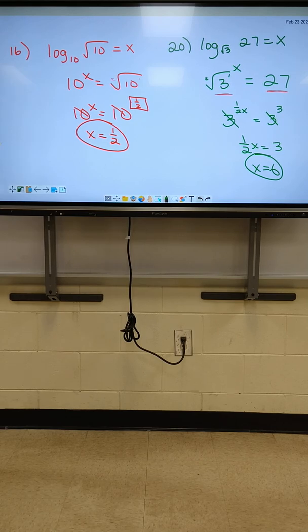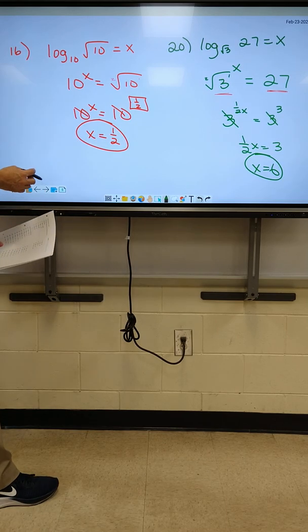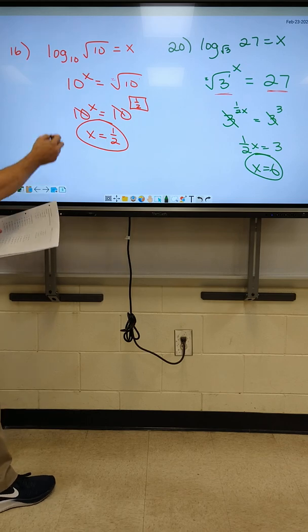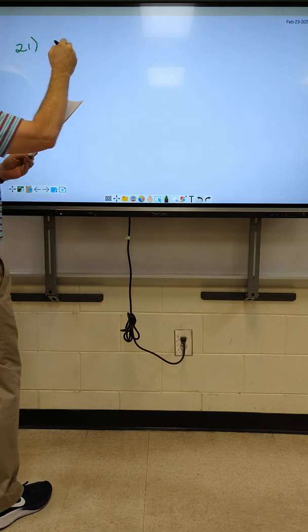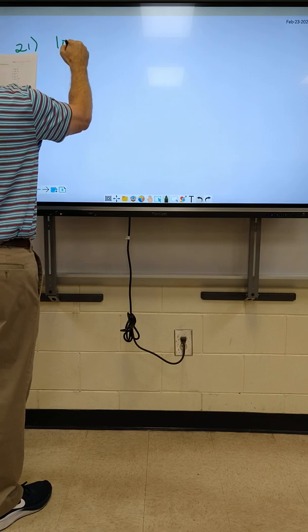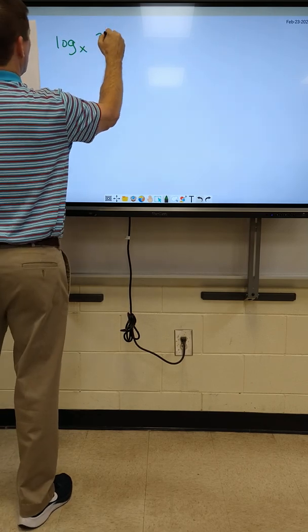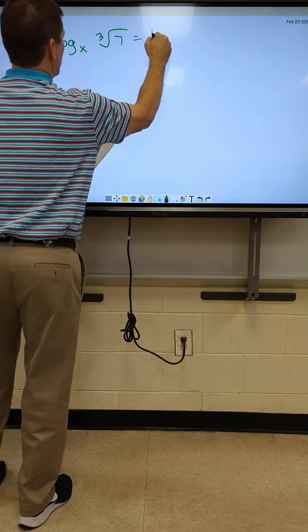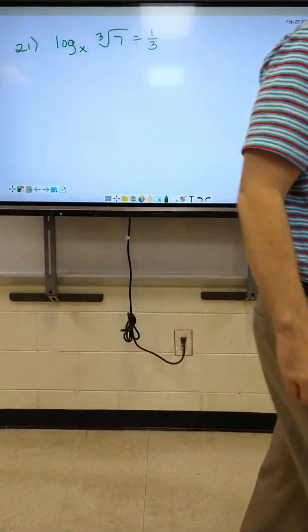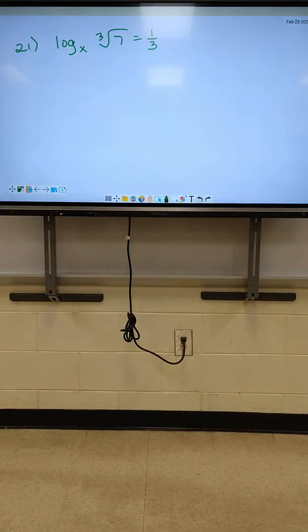Does everybody have it copied? Adam, you caught up? All right, 21. 21 says log base x cube root of 7. All right, at least see if you can set it up. We should be better at setting them up by now.